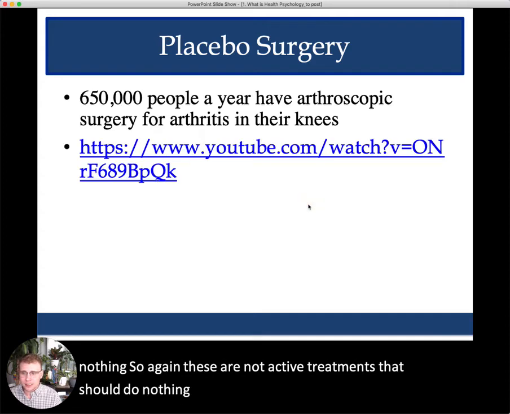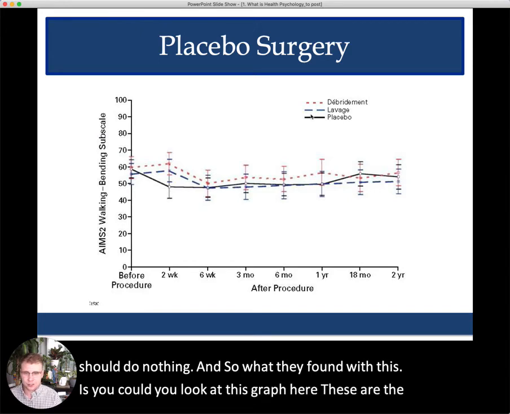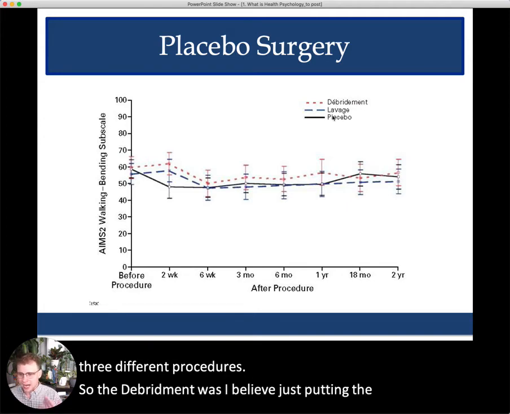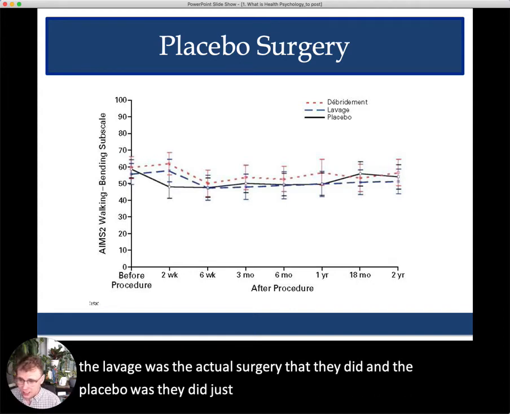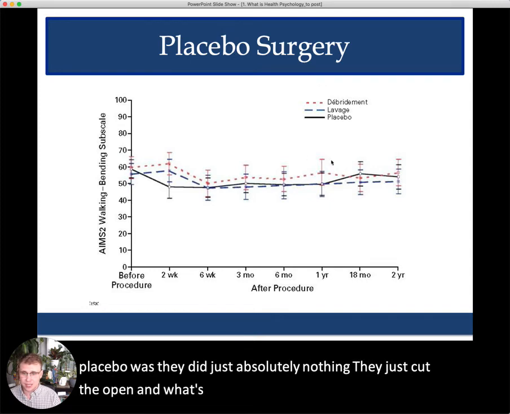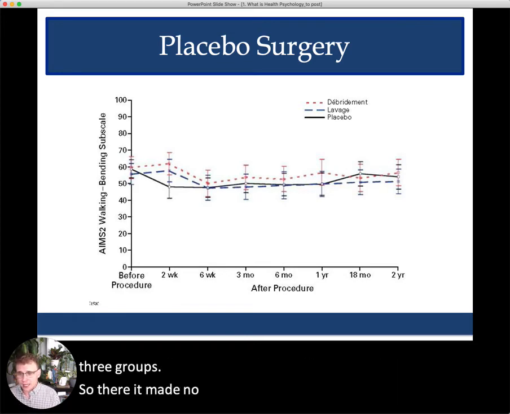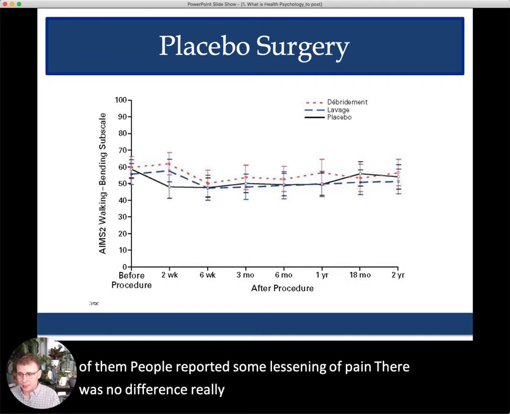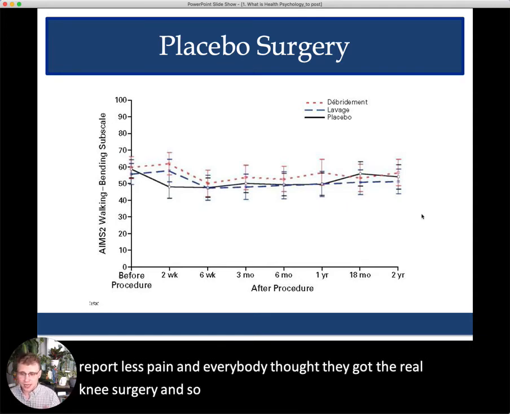And so what they found with this, if you look at this graph here, these are the 3 different procedures. The debridement was, I believe, just putting the water in. The lavage was the actual surgery that they did, and the placebo was they did absolutely nothing. They just cut the knee open. And what's important to see in this is that there really was no significant difference in those 3 groups. So it made no difference which type you got. In all of them, people reported some lessening of pain. There was no difference really in their functionality, but they did report less pain, and everybody thought they got the real knee surgery. And so this really shows the importance of the psychology of this.